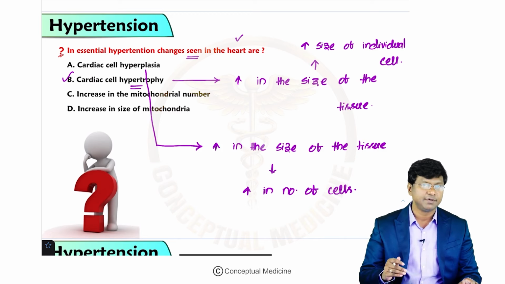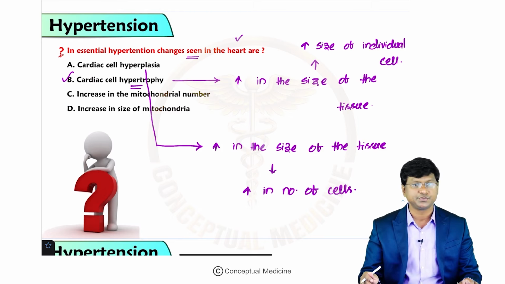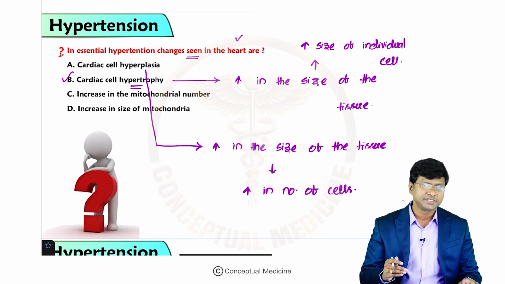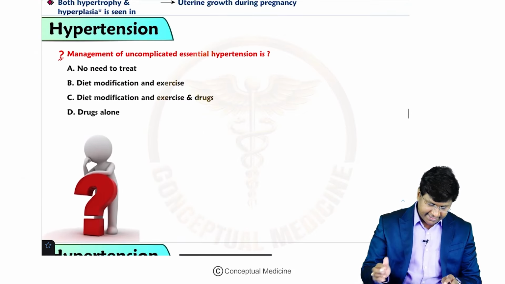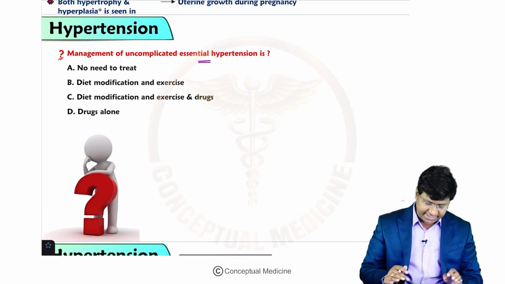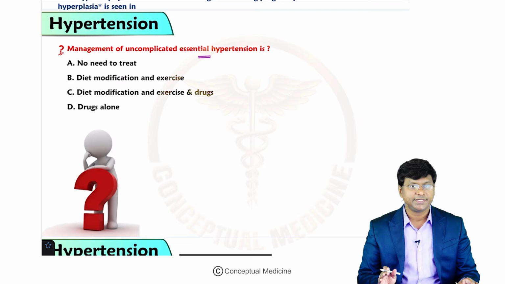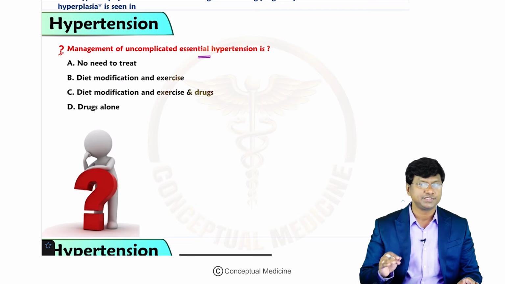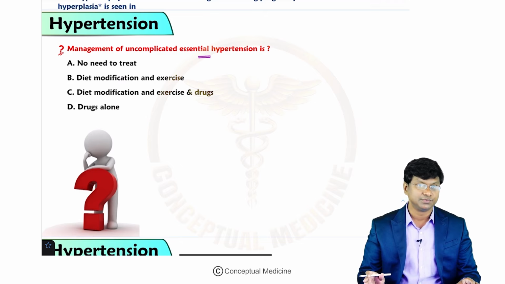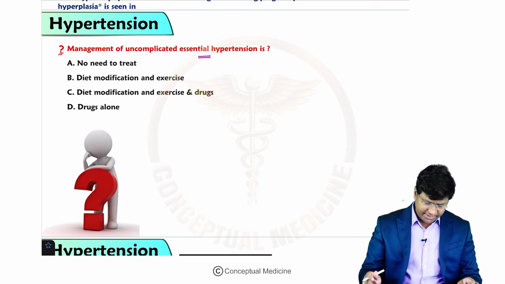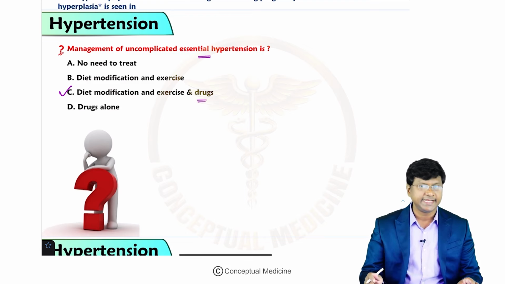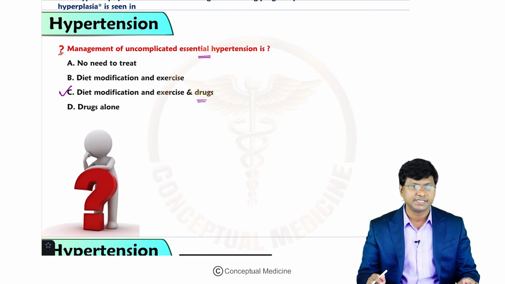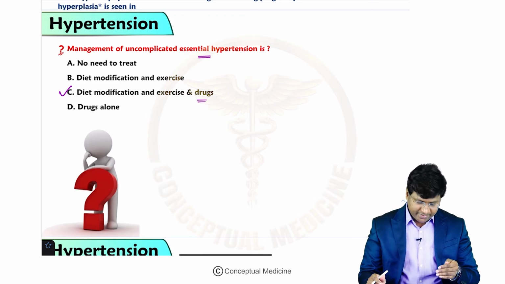Now, after having discussed the changes in the heart in patients with essential hypertension, let me discuss the management of hypertension. So the question is, management of uncomplicated essential hypertension is: no need to treat, diet modification and exercise, or drugs alone. So remember, in case of uncomplicated essential hypertension, along with the drugs, even the diet modification as well as the exercise is very important.